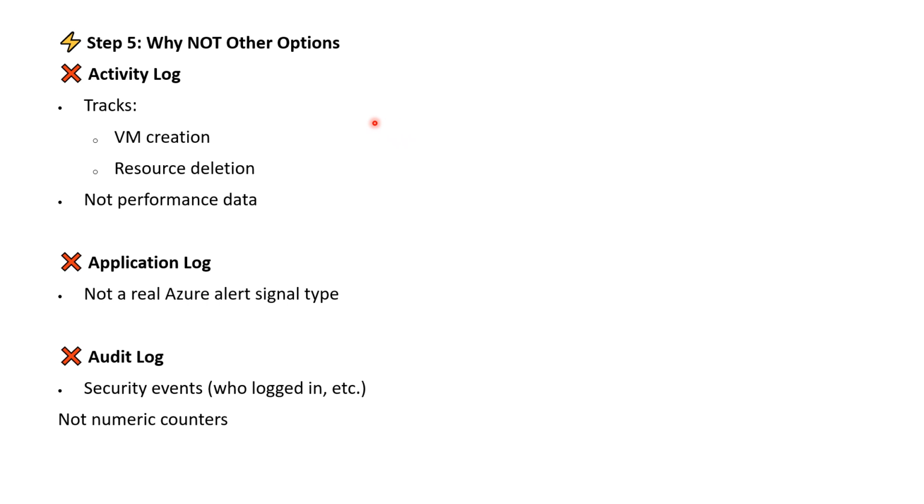So why not the other options? Let us analyze this in step 5. Activity logs, as I told you, track VM creation and resource deletion, not performance data. Application log, same as I explained before, is not a real Azure alert signal type. Audit log is for security events, not numeric counters.